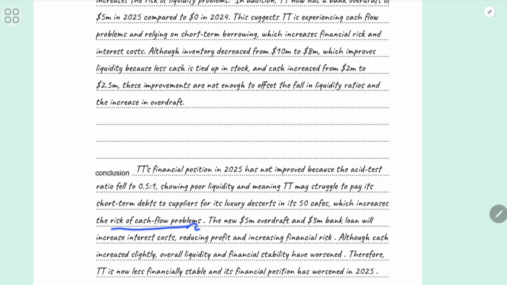The new $5 million overdraft and $3 million bank loan will increase interest costs, reducing profit and increasing financial risk. Although cash increased slightly, overall liquidity and financial stability have worsened. Therefore, TT is now less financially stable, and its financial position has worsened in 2025.